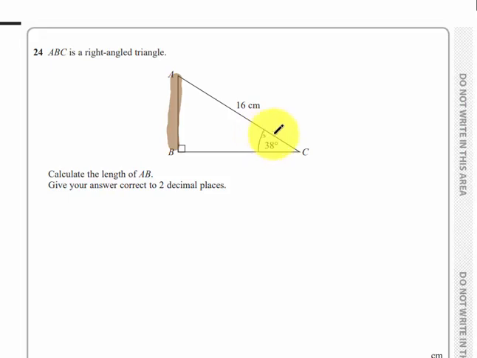We always check to see if we can use Pythagoras' theorem, but we can't here because I only have one length and I need 2. Because it's a right angled triangle, I know my next approach is to use trigonometry and SOHCAHTOA. This is the angle I'm going to use, the 38 degrees.